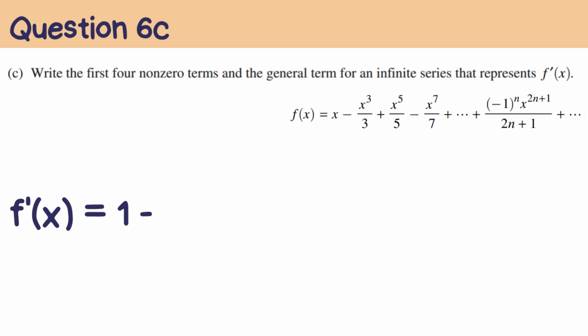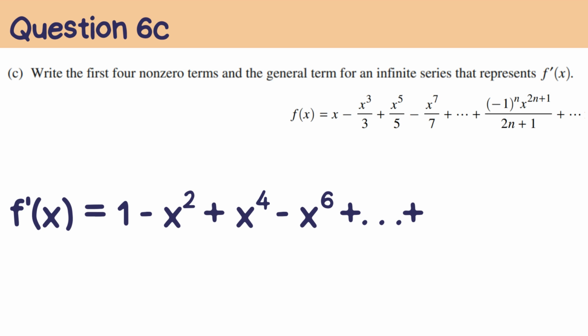And this one, as well as the next two terms, will have super clean derivatives, and it looks really nice. And then you're just going to add the next derivative, which is x to the 4th minus x to the 6th. And now that we have 4 non-zero terms, we also need to find the general term.